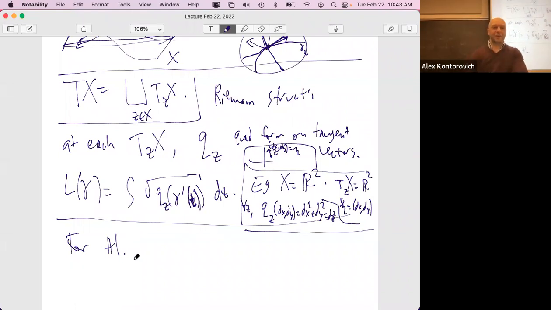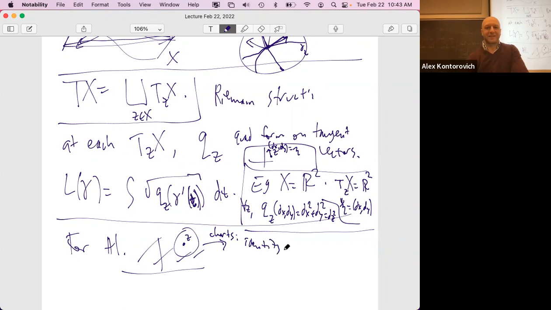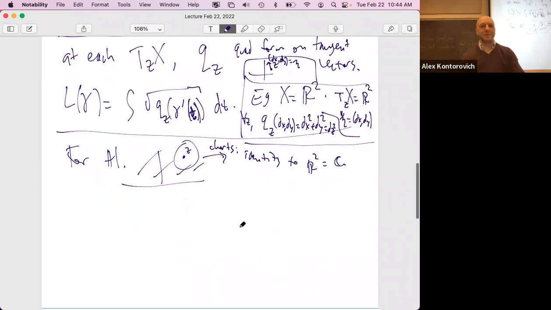Right. Okay, so for the upper half plane, what are our charts? So here's the upper half plane. What's my chart around z? The identity map. Yeah, exactly. So the charts are the identity to, well, R2 or C, depending on how we think about it, C. And so there's no question about overlaps. It has all the structure.